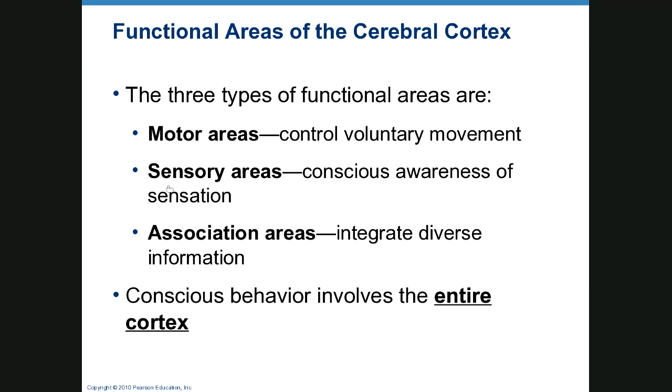Functionally, we can divide this into motor areas that control voluntary movement, sensory areas that are consciously aware of the sensation, and then association areas that integrate all this sensation that comes in and make a decision what to do with it. But conscious behavior involves the entire cerebral cortex. You can't just say, oh, this one little part is involved.